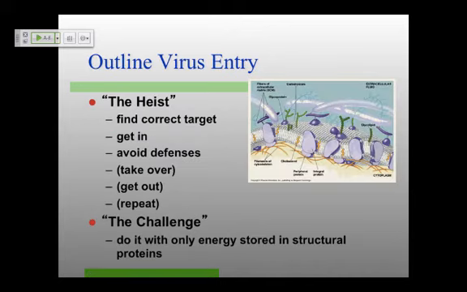Okay, so let's move on, talk a little bit about virus entry. We'll continue with this, of course, on Wednesday. We'll see where we get to.